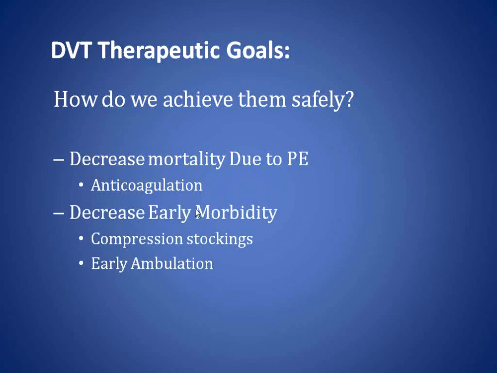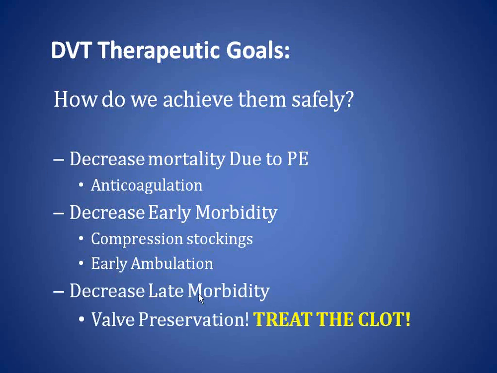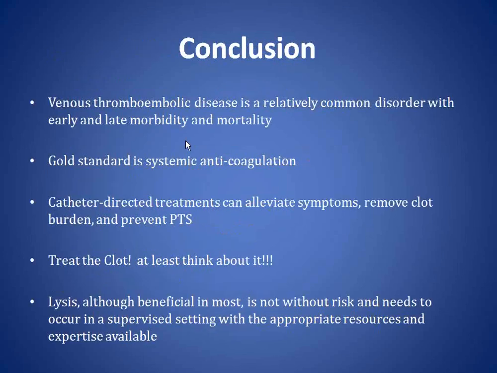We want to decrease early morbidity, like swelling and pain, with compression stockings and ambulation. That accomplishes the swelling and pain palliatives. And then how do we decrease the late morbidity? We want to preserve valve function and reduce the risk of PTS and chronic venous insufficiency. By doing that, treat the clot, get the clot out, debulk the vein, restore flow through the veins, and keep the valves intact. So, kind of a wrap-up here.